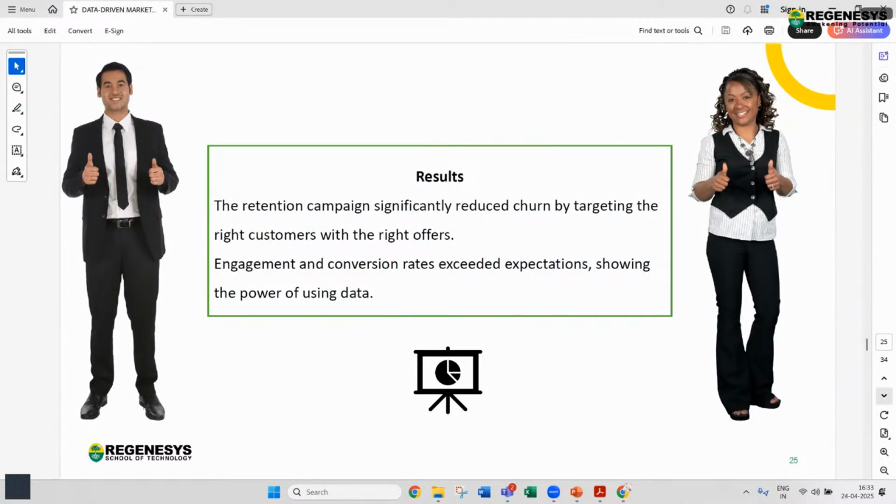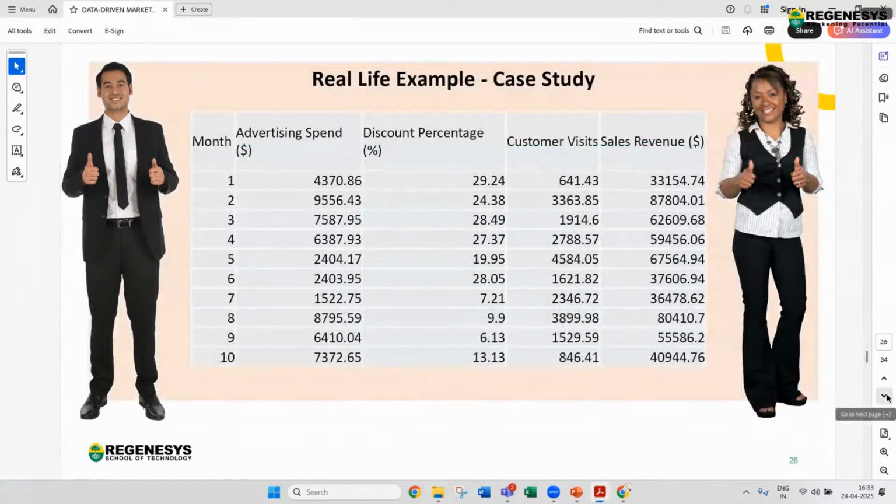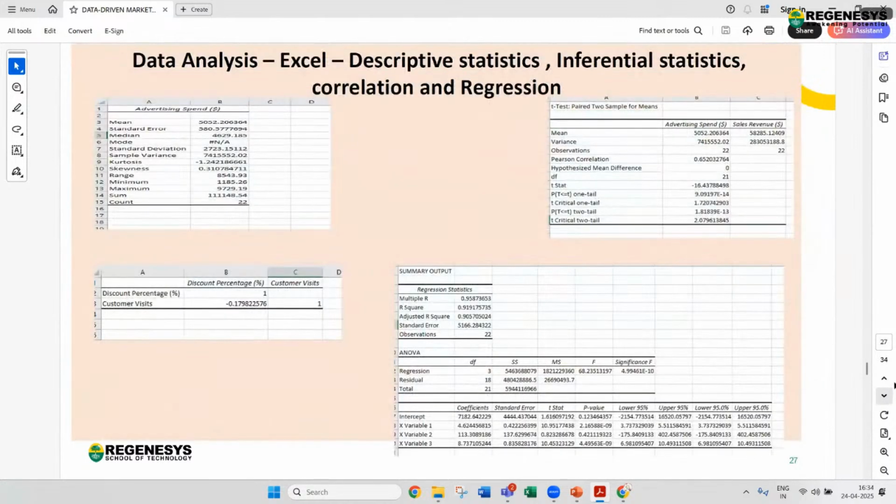The basic tool is Excel. All of you know Excel. A real life example, next slide please. This is one more case study. We have month, advertising spending, discount, customer visits, and sales revenue. I have already worked on this. Next slide, please. The data analysis for this has been done. This is the data using Excel.